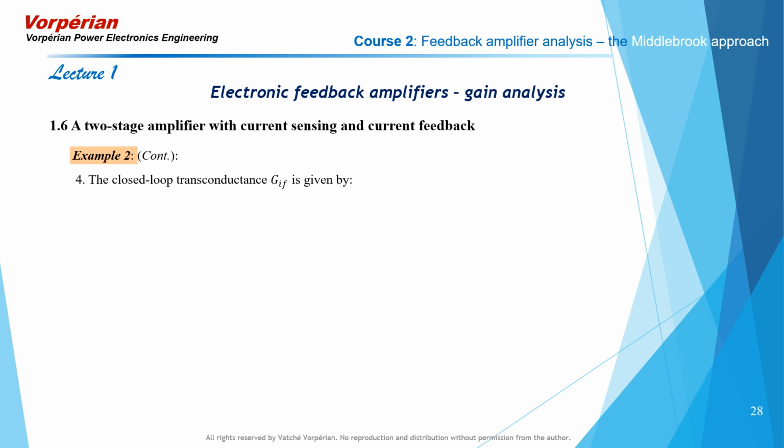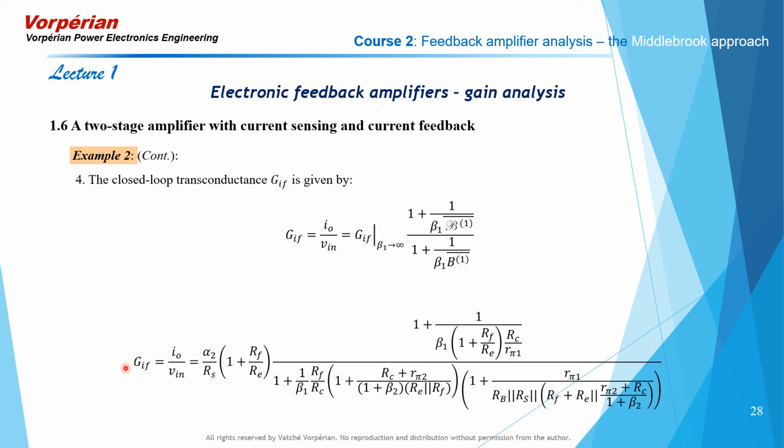And finally, when we substitute our results in the feedback formula for the transconductance given by the extra element theorem, we get the expression for the closed-loop transconductance. This is the ideal closed-loop transconductance, which we discussed earlier. This is the correction factor, in which if we let beta 1 go to infinity, we recover our ideal closed-loop transconductance. We also notice that the sign here is positive as opposed to the previous example in which it was negative.